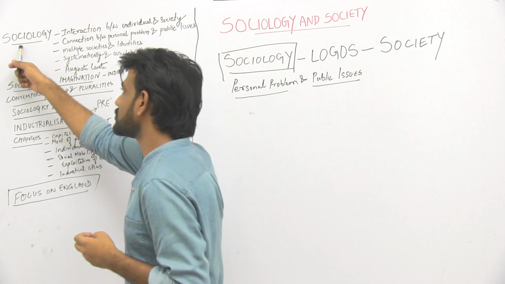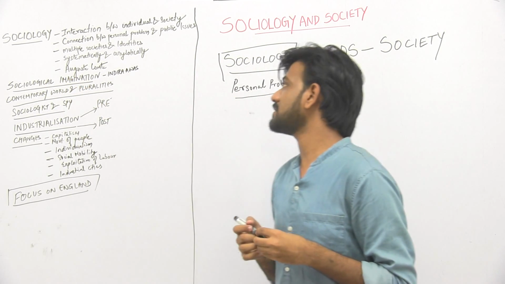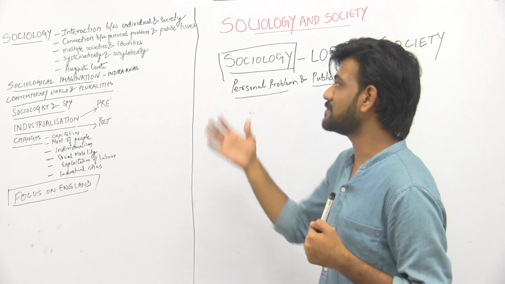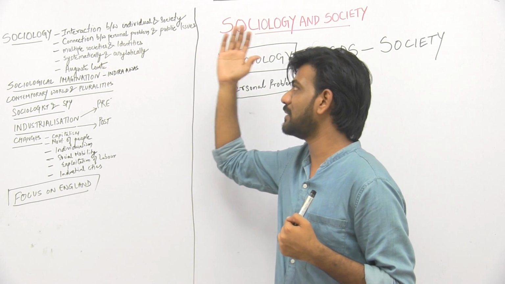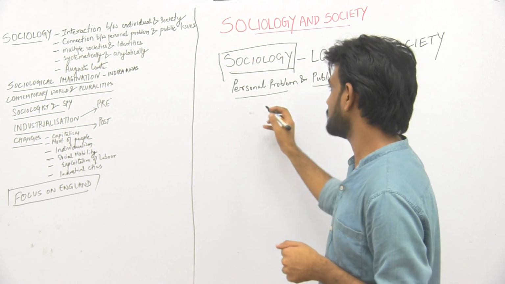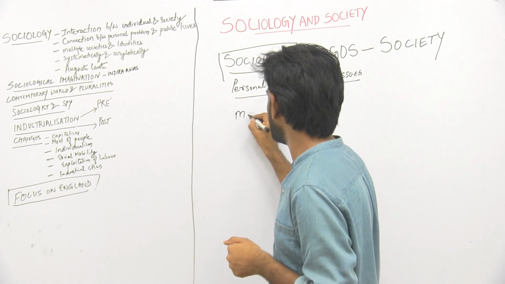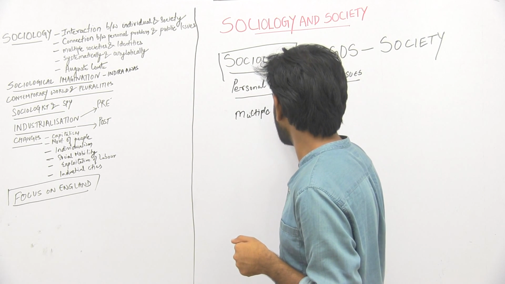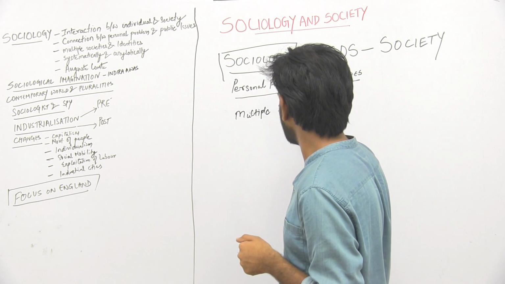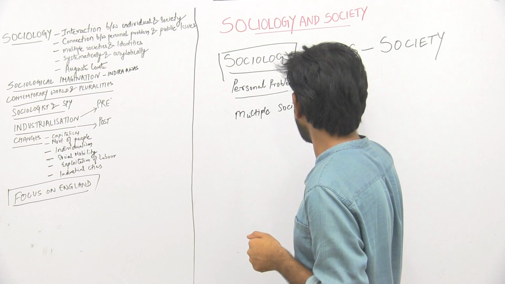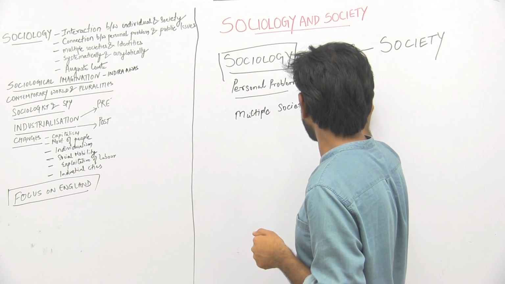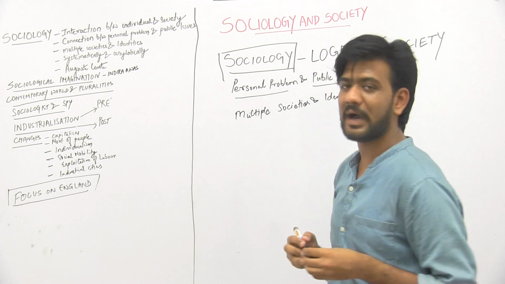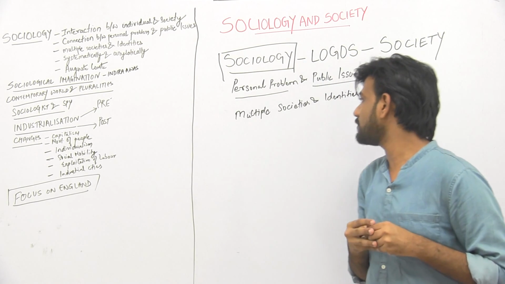When we are studying sociology, it is very important for us that we know an individual has multiple societies and multiple identities. I would like to explain this with the help of an example.